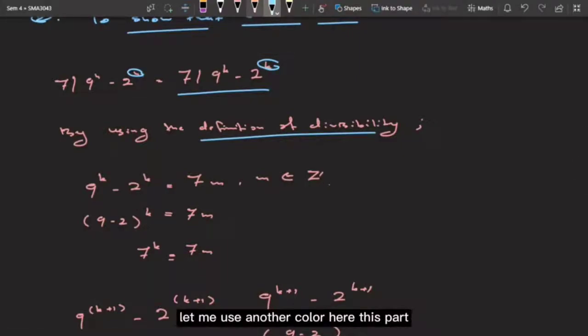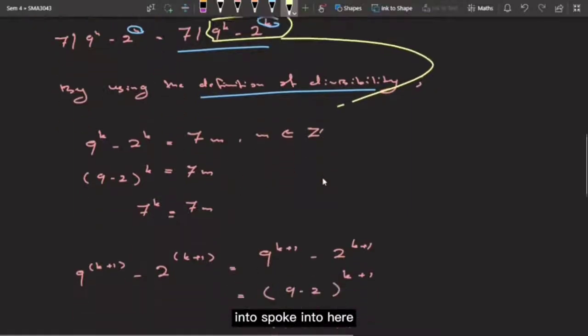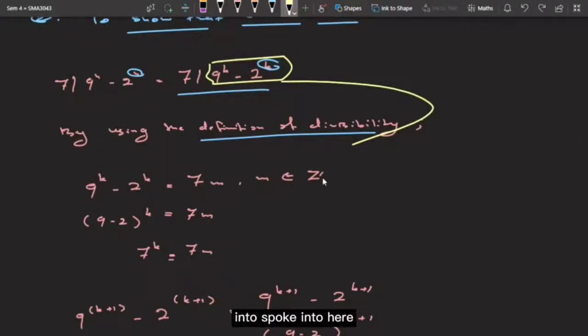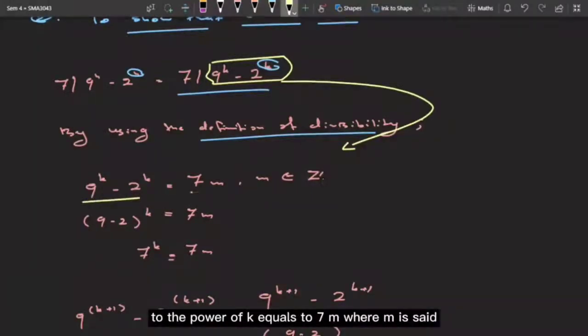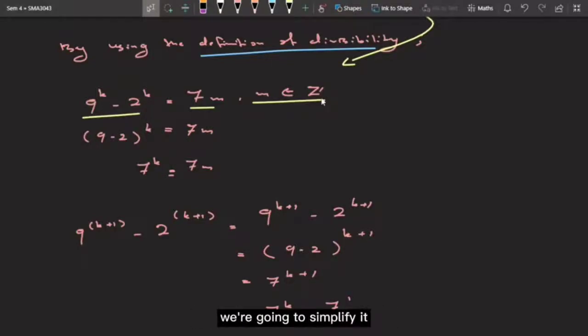Let me use another color here. This part of the divisibility, into here. So we will get 9 to the power of k minus 2 to the power of k equals 7m, where m is an element of integer. Now we're going to rewrite it as this. We're going to simplify it so that we can easily subtract this, and we will get 7k equals 7m.